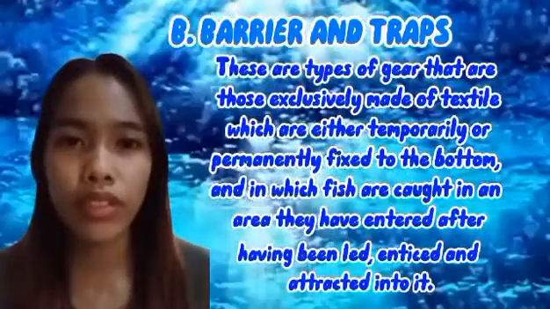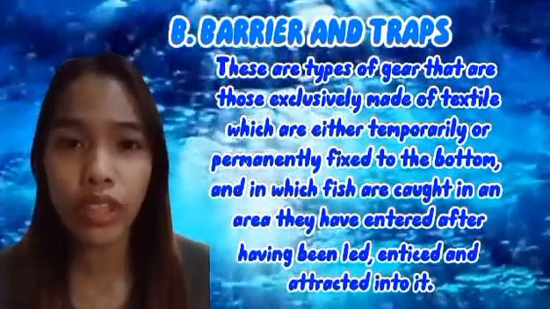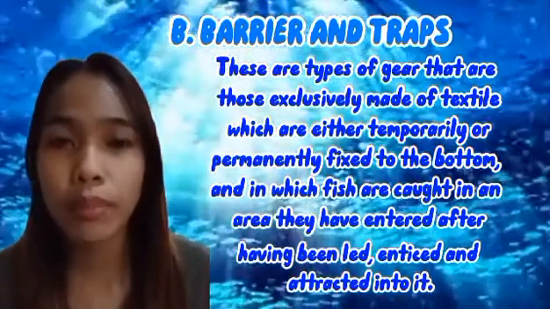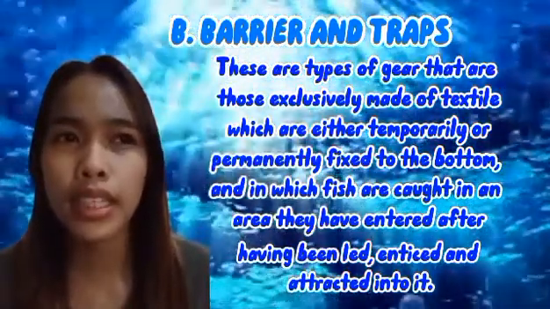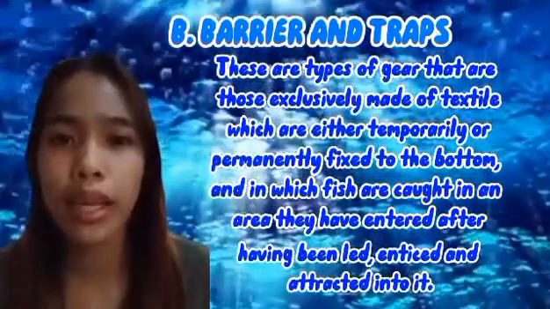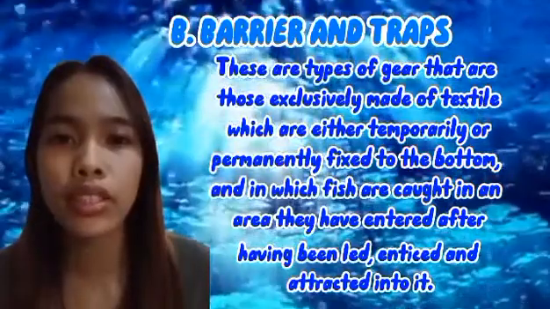Barriers and traps are types of gear exclusively made of non-textile materials, which are either temporarily or permanently fixed to the bottom, and in which fish are caught in an area they have entered after having been led or enticed or attracted into it. These are barrel cages, fish corrals, fish pots, miscellaneous set traps, and fishing shelters.